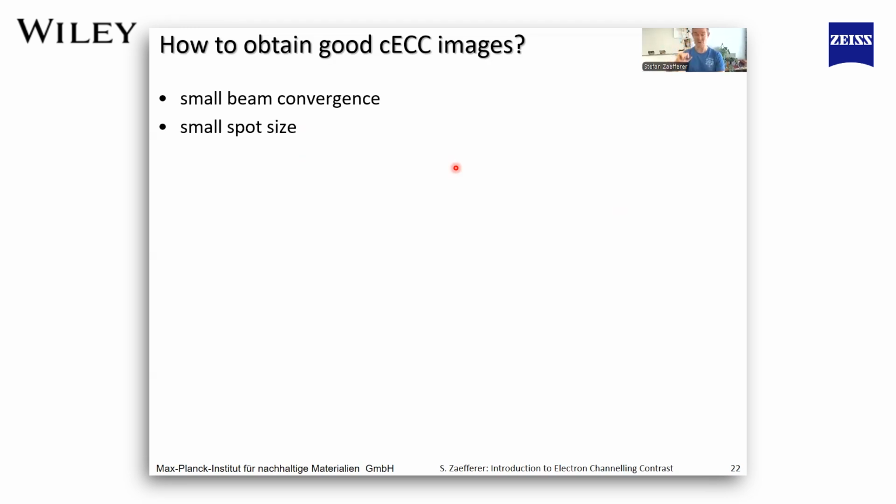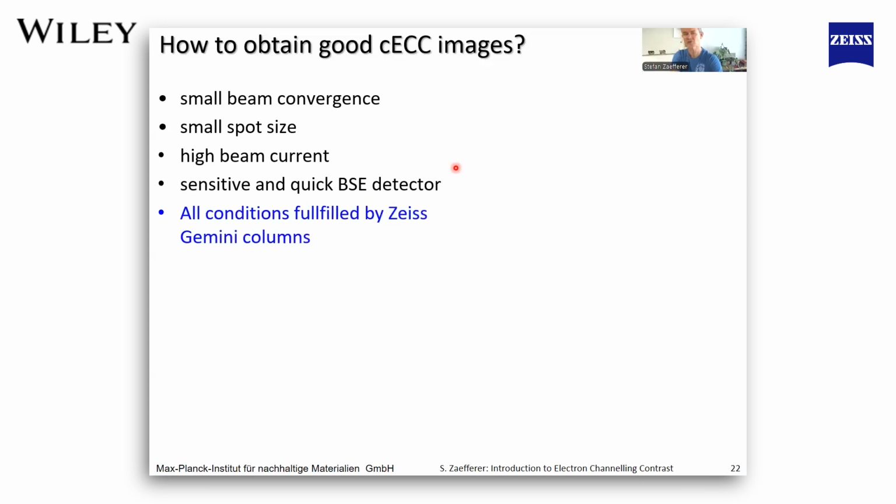Of course we want a small spot size in order to have good resolution. We also want a high beam current. How does a high beam current go with a small spot size? That's also a contradiction in principle. And finally, in order to record the image, we need a sensitive and quick backscatter electron detector. All these conditions are fulfilled at the same time by the very particular construction of the Zeiss Gemini columns.